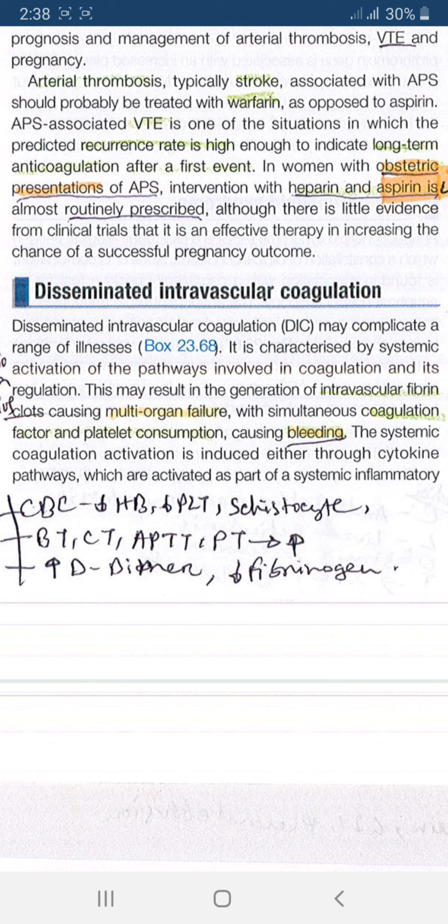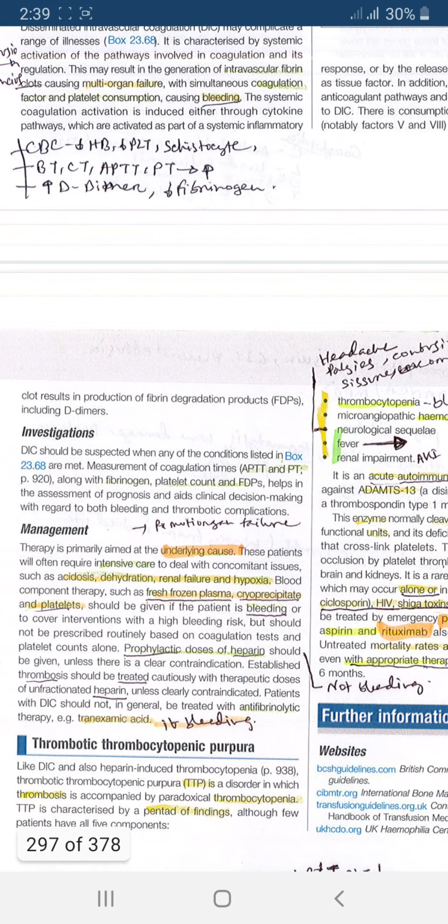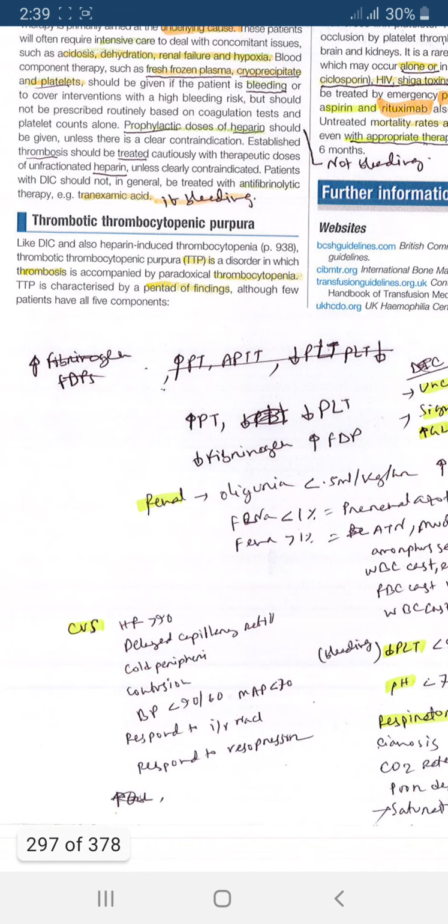Bleeding from the skin in the form of non-palpable purpura, ecchymosis, bruising, and gum bleeding, epistaxis, bleeding from the venipuncture site. The patient may even have overt DIC but present without bleeding. So the patient has other features of multi-organ failure.